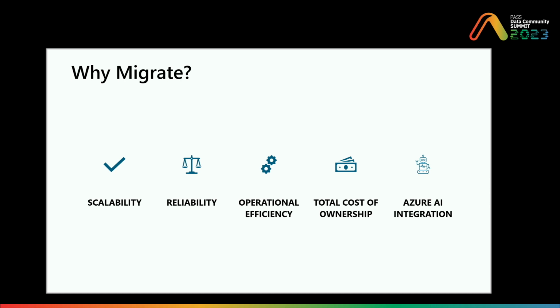Third is operational efficiency, right? Anyone who's managing on-prem knows it's a pain to maintain, apply updates, security patches, all the things. Most of these things are fully automated. Significant savings in cost. When we look at day-to-day tasks, it has a huge amount of impact.